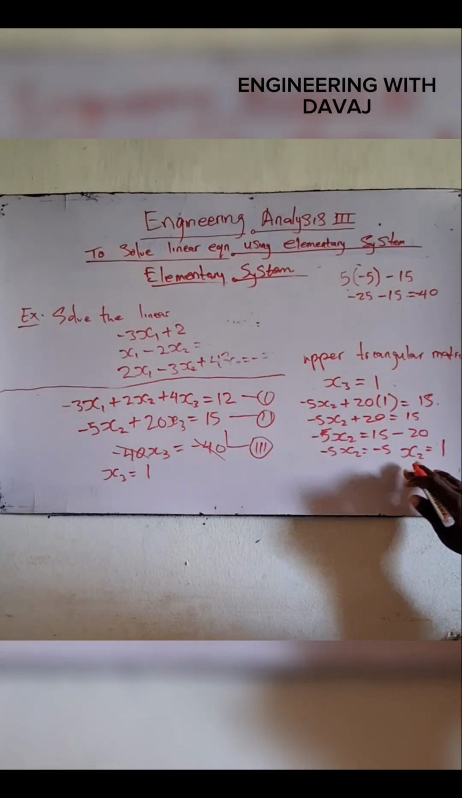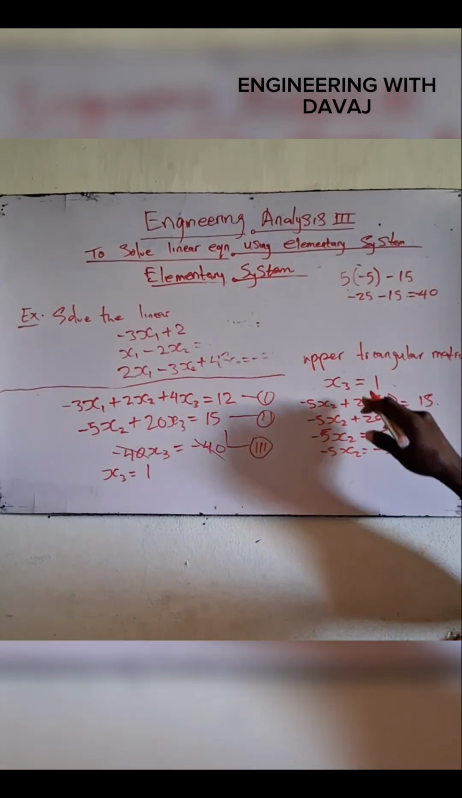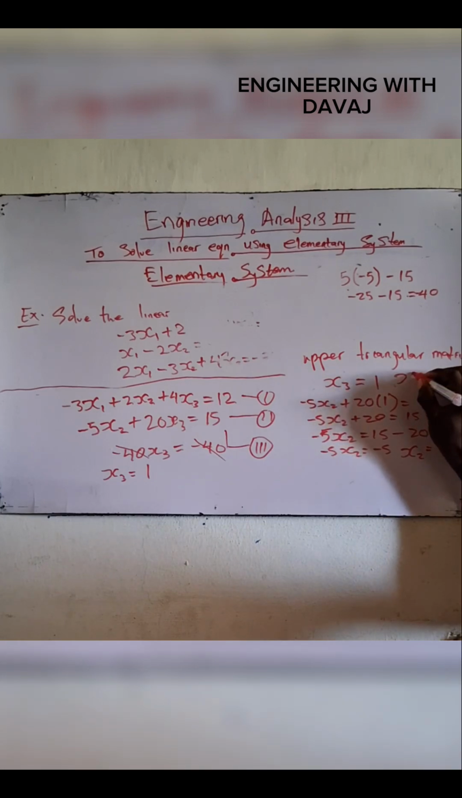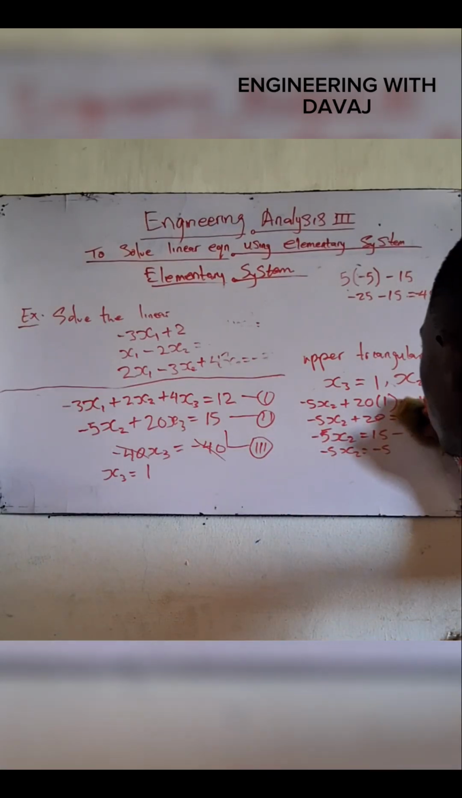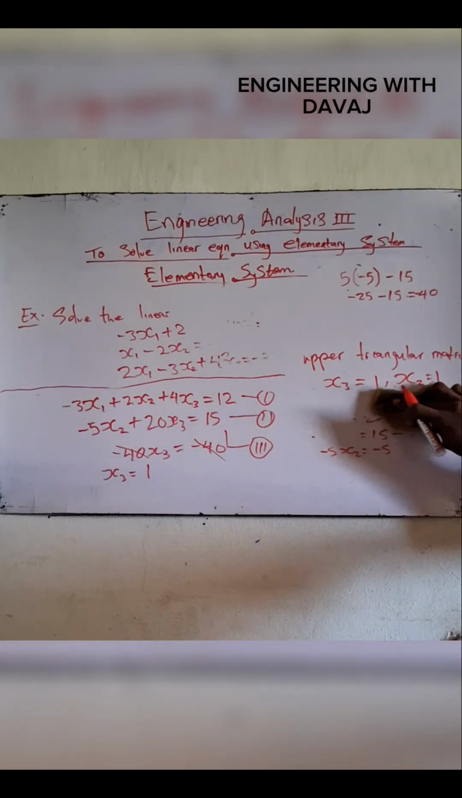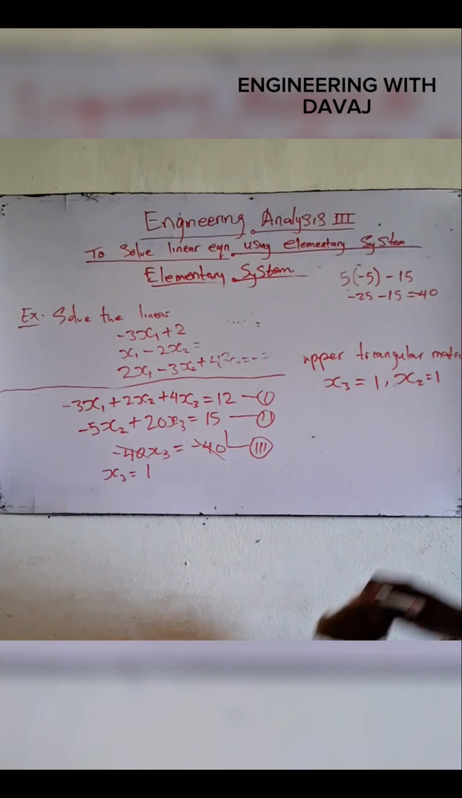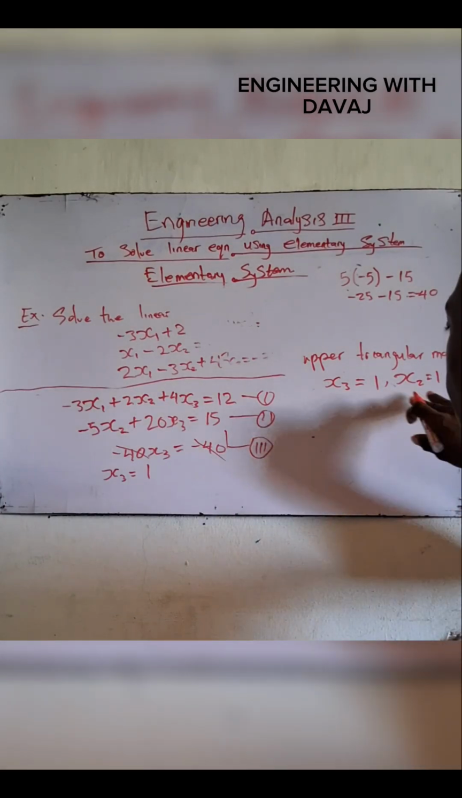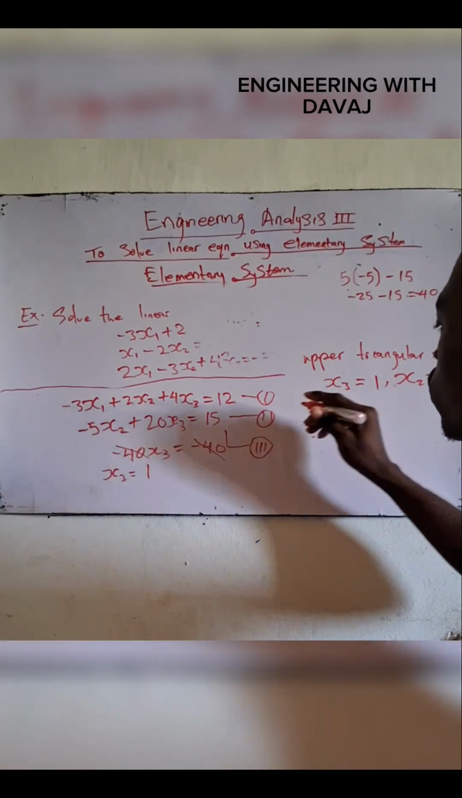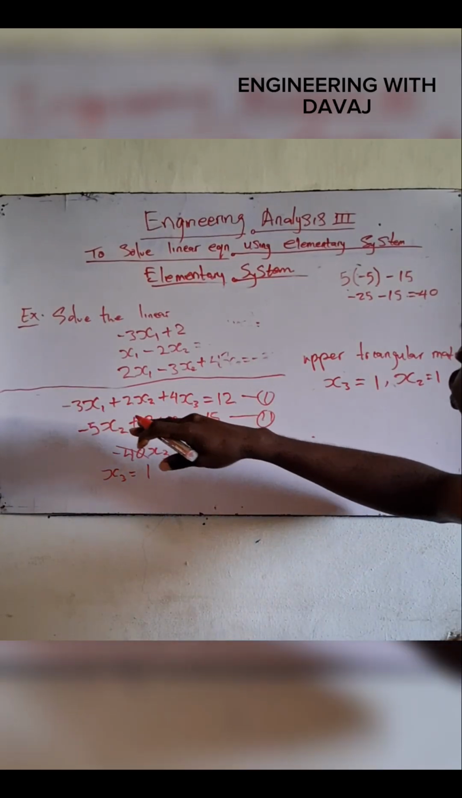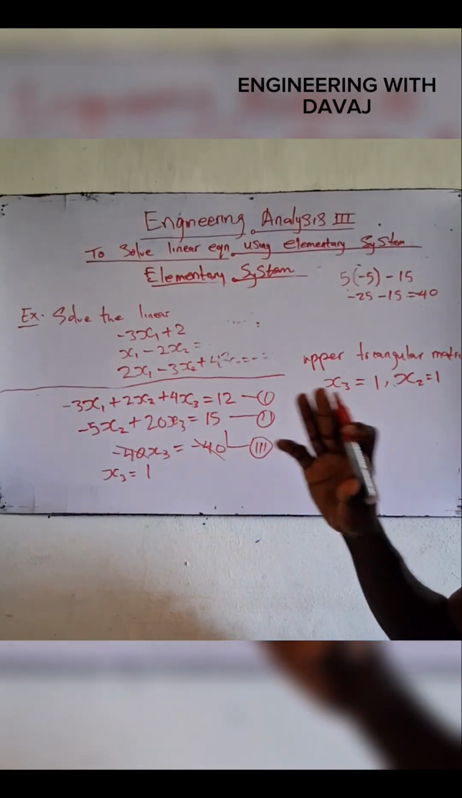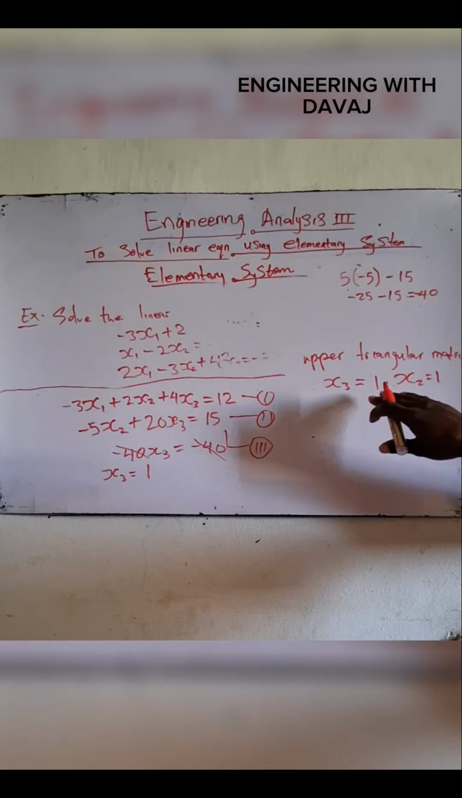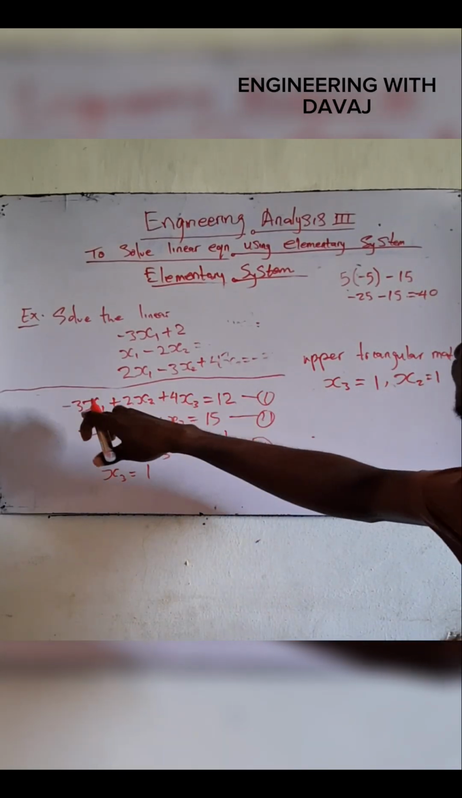So I already have x3 equals 1 and x2 equals 1. Now I'll say substituting my x3 and x2, which equal 1 and 1, into equation 1 to get the value of x1. We already have x2 and x3, but we don't have x1. To get the value of x1, we have to substitute the values of x3 and x2 into equation 1.